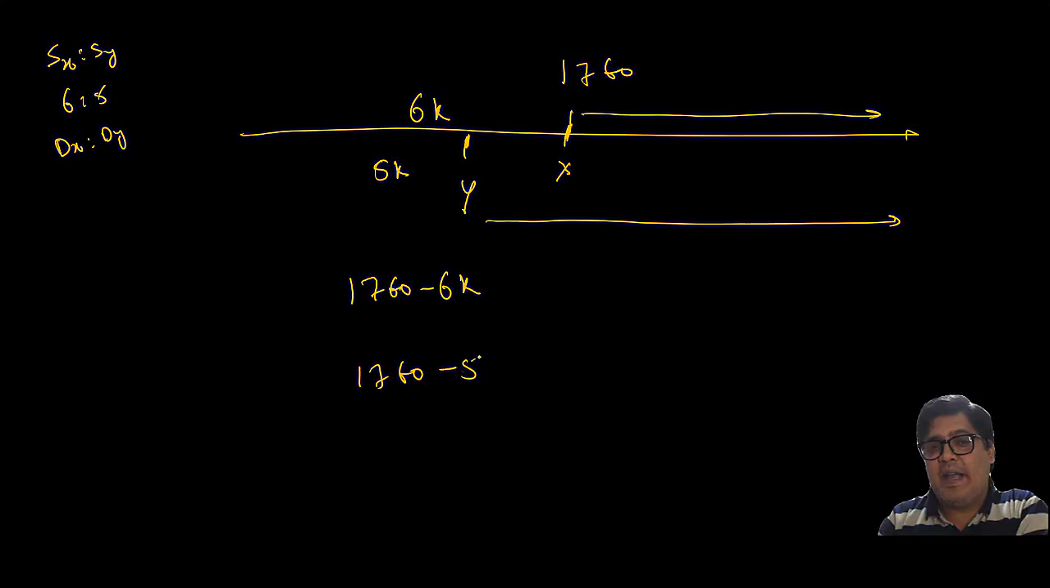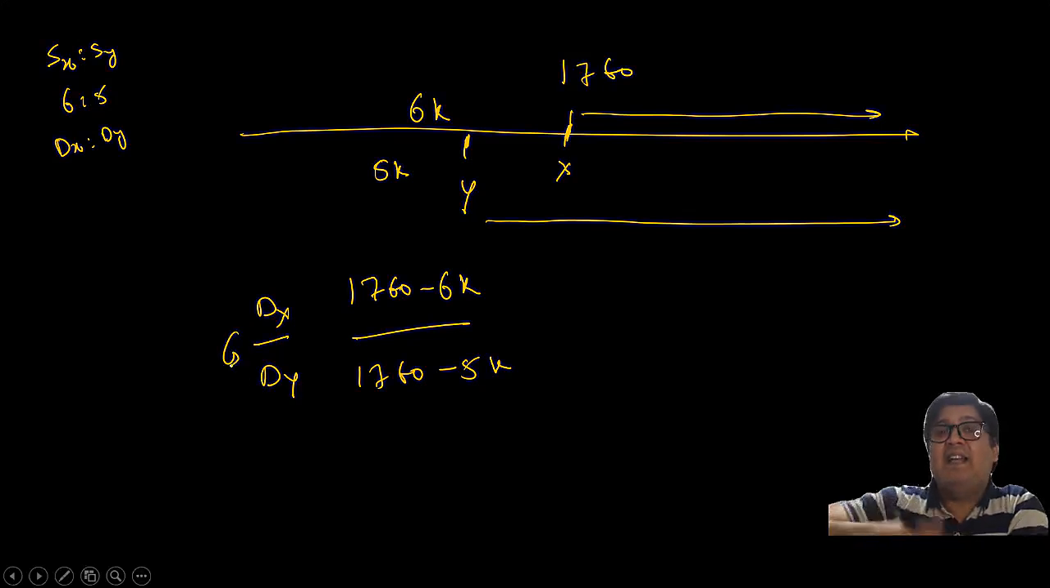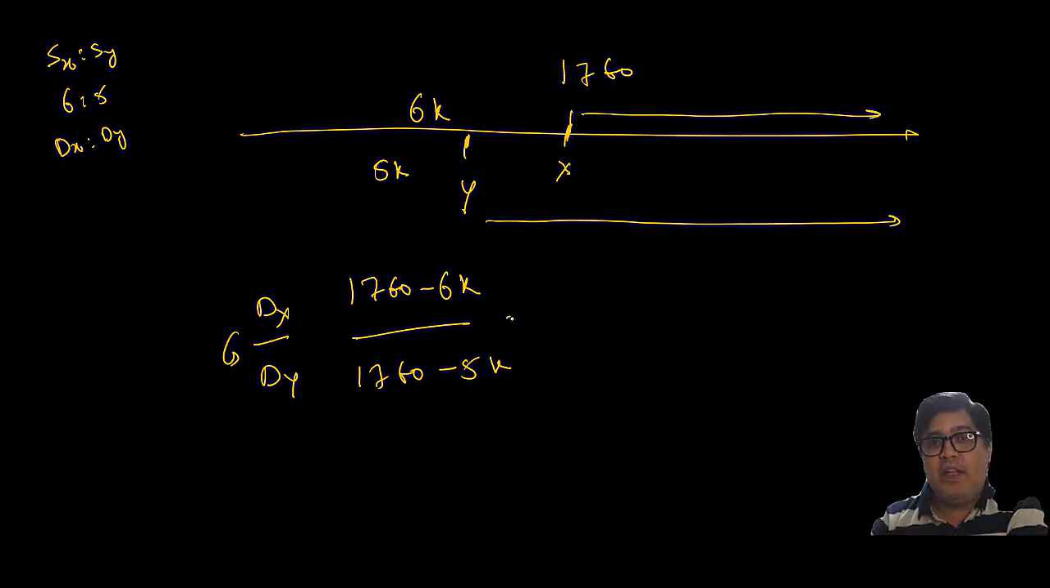1760 minus 5k. Now, be a little careful. On top, whose distance is there? x's. Below, whose distance? y's. y is 20% more. If x is 100, y should be 120. If x is 5, y should be 6.